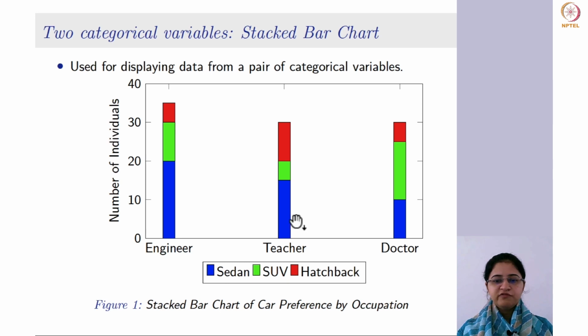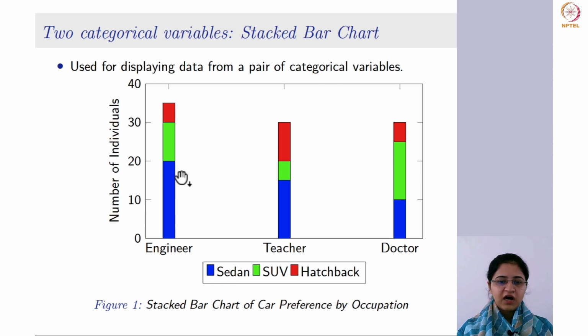Similarly, if you look at this green portion that corresponds to SUVs, then we can also see that doctors prefer SUV more as compared to the hatchback or the other professionals. Similarly, for hatchback, if you see red color, this hatchback is preferred more by the teachers. So by just looking at this chart, you can get an idea.